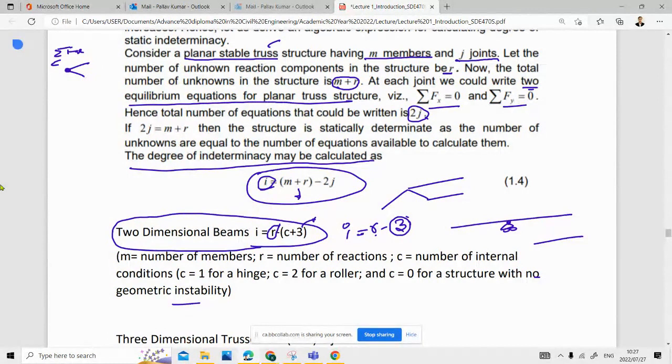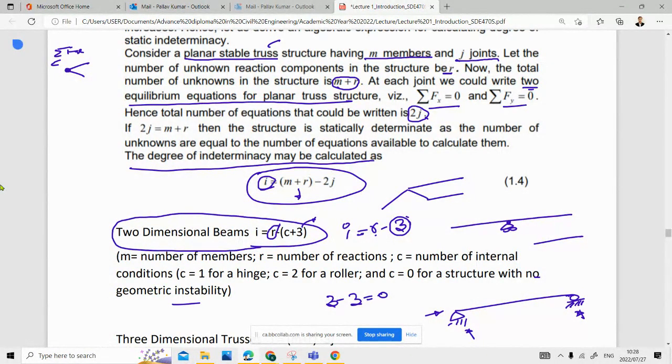So now they have added C in this, and that addition is nothing but this: suppose you have one beam like this, and you have one roller here like this. So in this case you have 2 here, 2 here, and 1 here. So you have 3 unknowns, so R is 3, and you have 3 available equations.